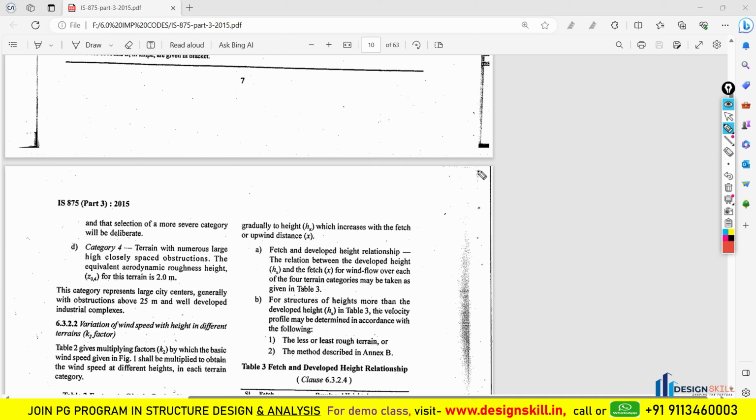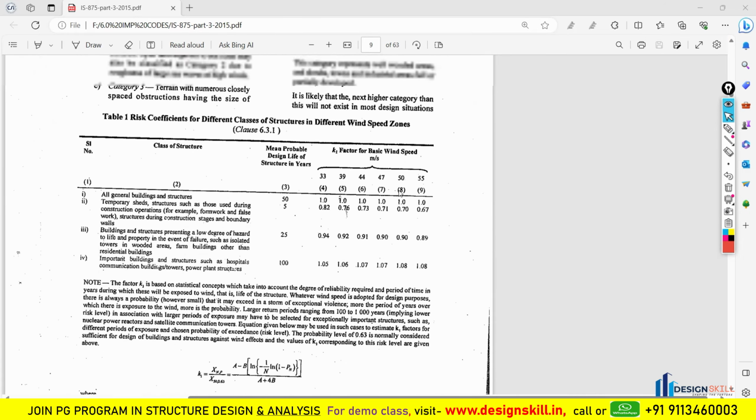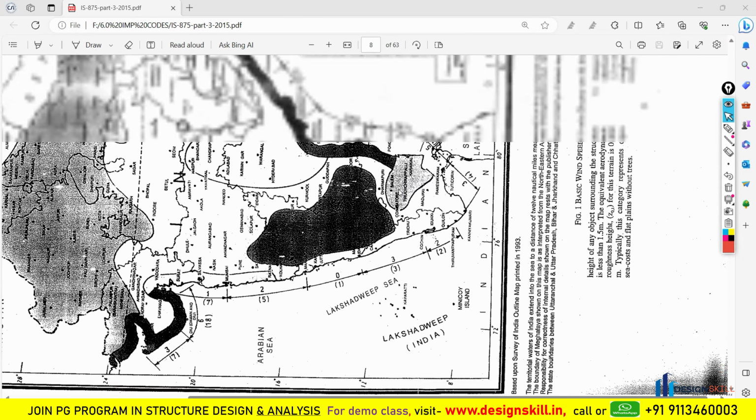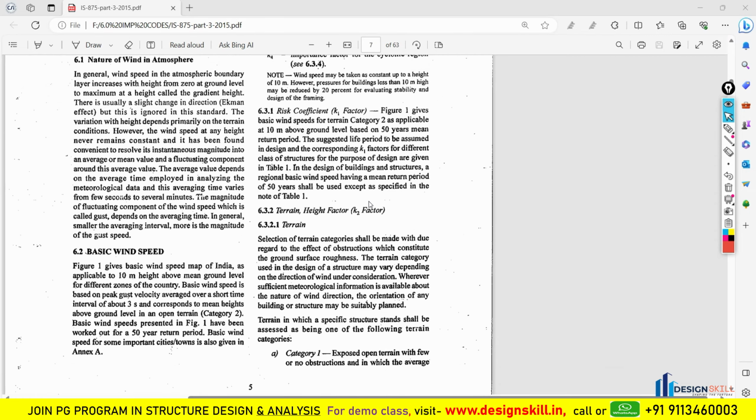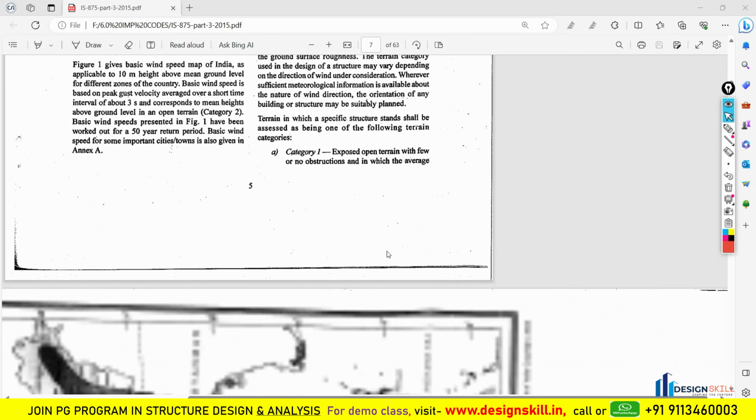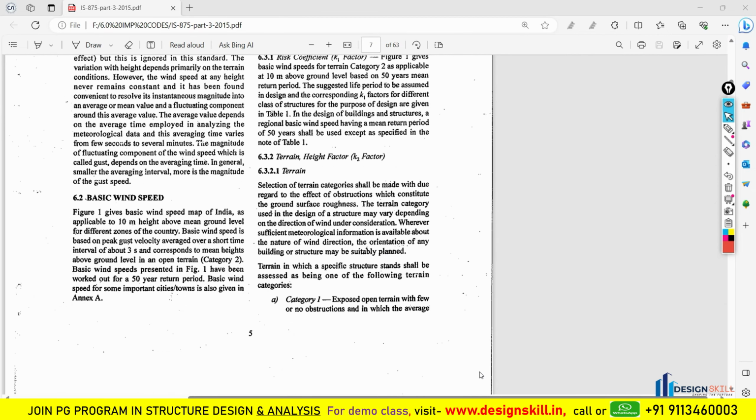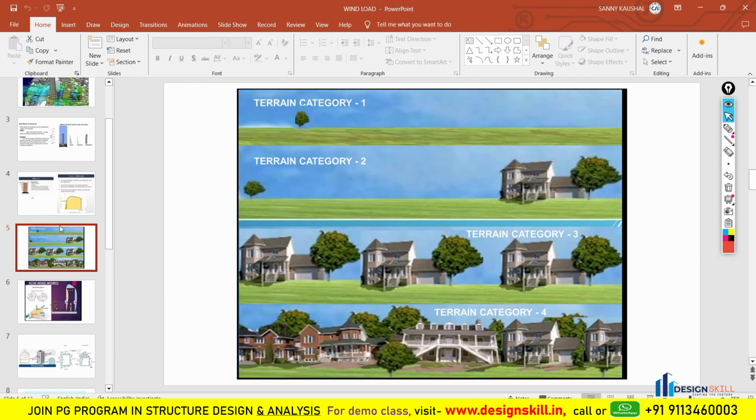Now the terrain categories are very important when you're designing the building, and you have to take the values while considering the design speed in your calculations. Now I'm coming back to the PPT here.